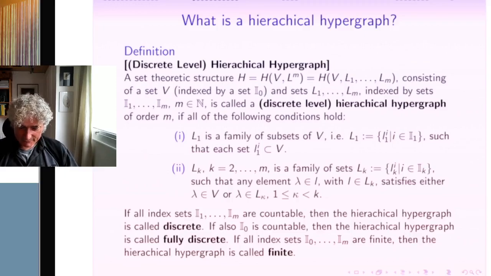So you have that L1 is just the usual construction of a hypergraph. So here you have not yet a hierarchy. So L1 is a family of subsets of V. That is exactly how we originally constructed the hypergraph. So you can write L1 as the set of hyperlinks L_i1, such that each i is in the index set I.